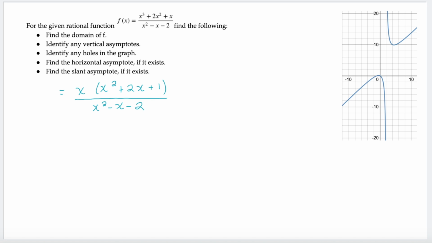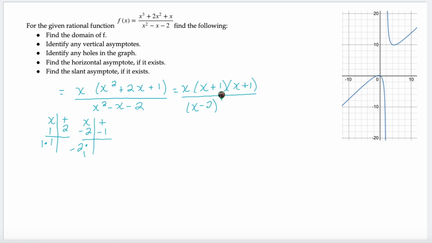I then will find two values that multiply to 1 and add to 2 for my numerator. And 1 times 1 seems to work. So our factored form of the numerator is x times x plus 1 times x plus 1. Our denominator then I want to multiply to -2 but add to -1. So -2 times +1 works. So its factored form is x minus 2 and x plus 1.